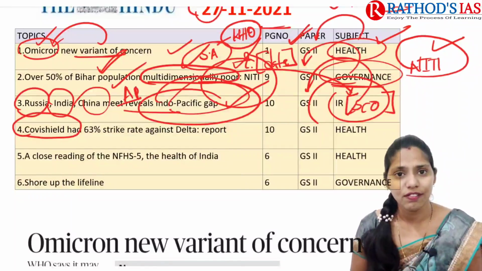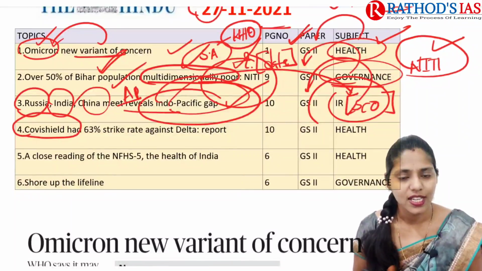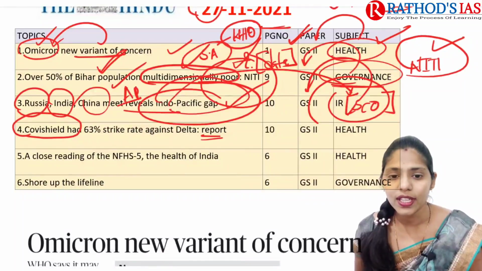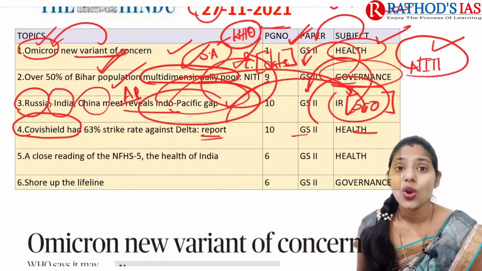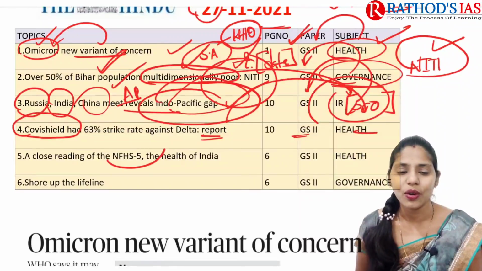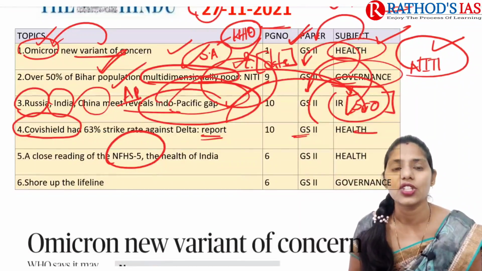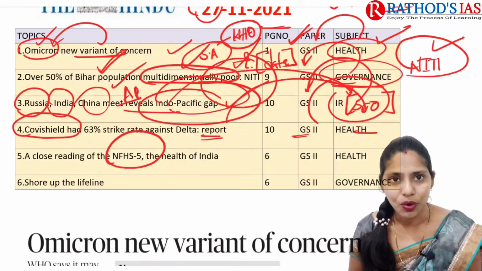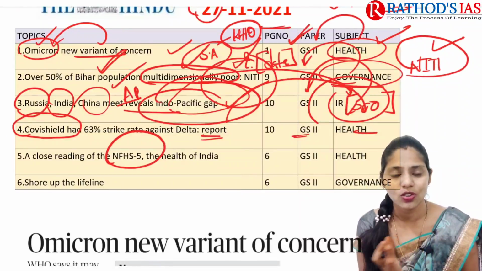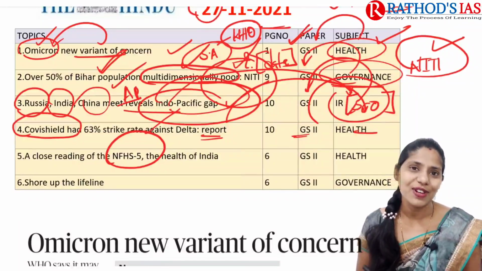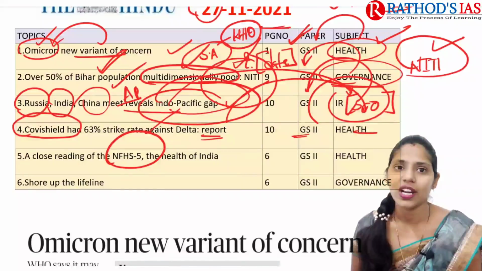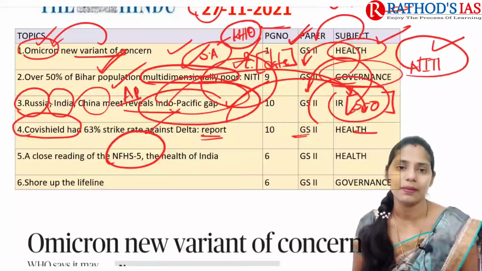How effective is it regarding the Delta variant? There is a report, and we are going to discuss that report. Again this topic is important from our health, which mainly comes under GS paper 2. And next topic, it is about NFHS, that is National Family Health Survey 5. From the last 3 to 4 days we have been discussing this topic, and let us have a look over it once again. This topic is important from our health, which mainly comes under GS paper 2.